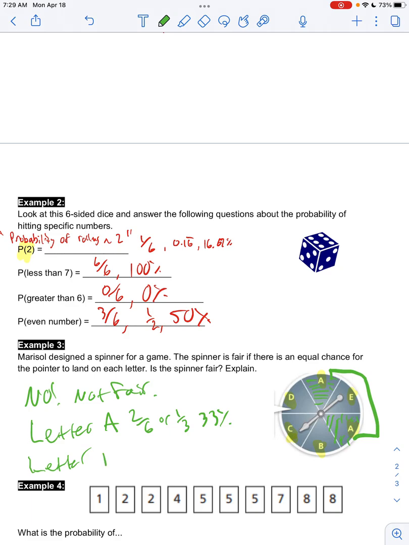B, C, D, and E only have a 1/6 chance, which again we said was 16.6%. So because letter A has twice as high of a chance of being chosen as the other letters, this is not fair.